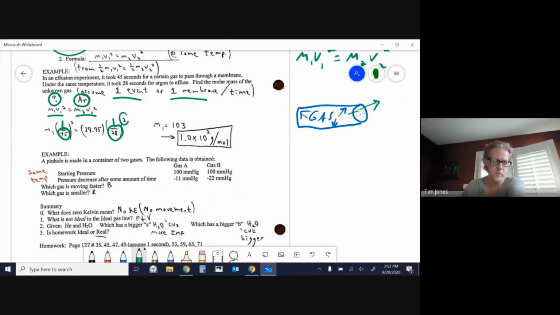Don't forget the squares. People often forget that. And then mass in this case will be molar mass. So plug in the molar mass of argon. We're solving for M1, and you get a mass of 103. But according to my numbers here, my time only has 2 sig figs here and here. So the easiest way to fix this and turn that into 2 sig figs is to put it in scientific notation. You get 1.0 times 10 to the 2 grams per mole.